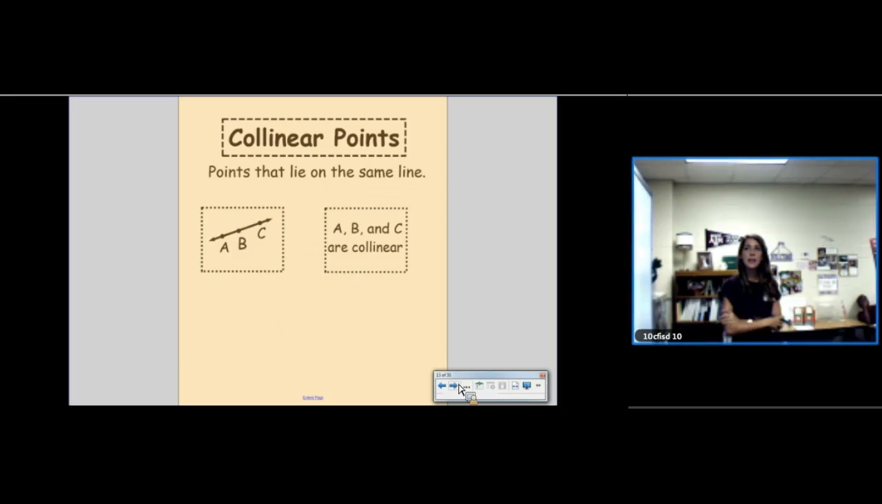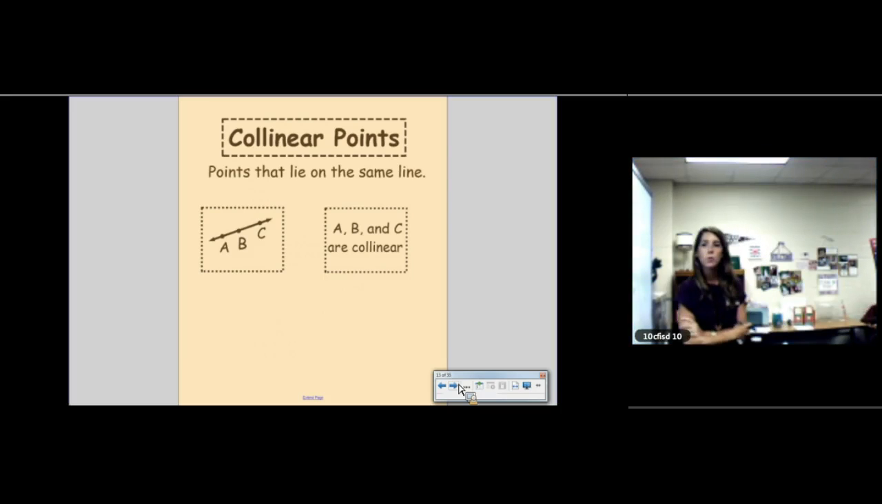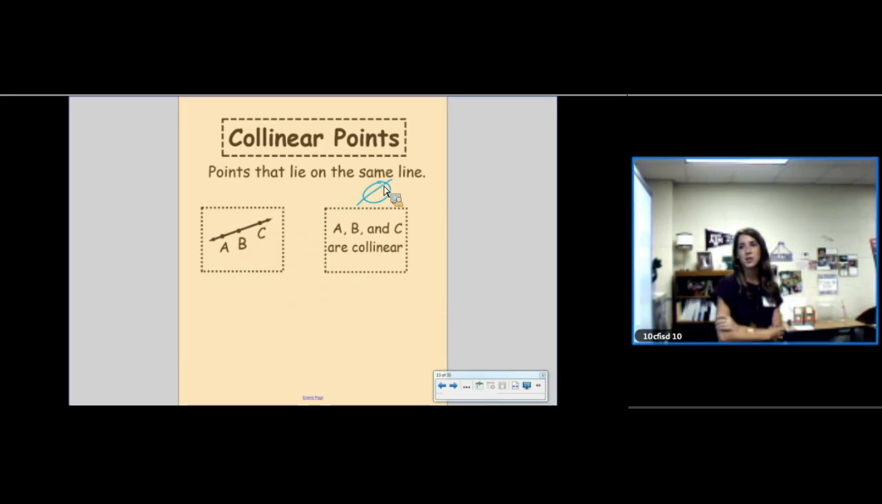All right, collinear points. We filled this in yesterday. There's no notation here, really. I know it just says A, B, and C are collinear, but there's really no notation, so if you want to leave that part blank, you can. I was just describing it.